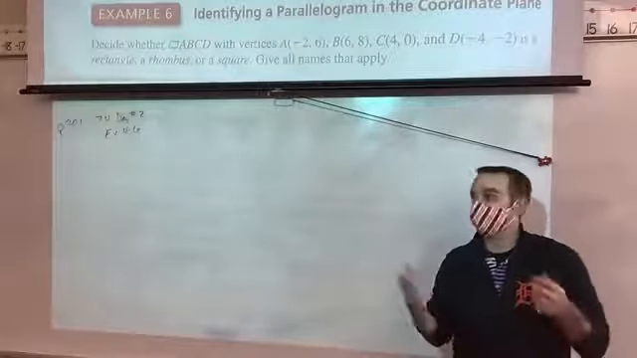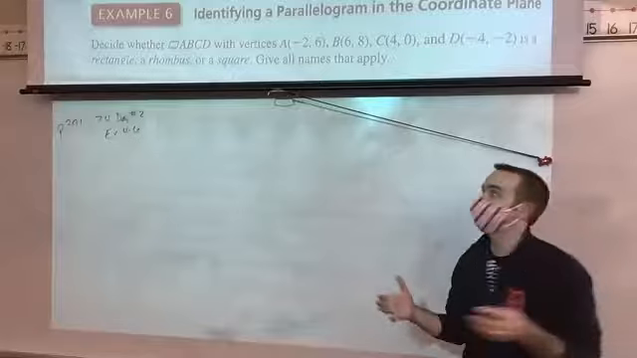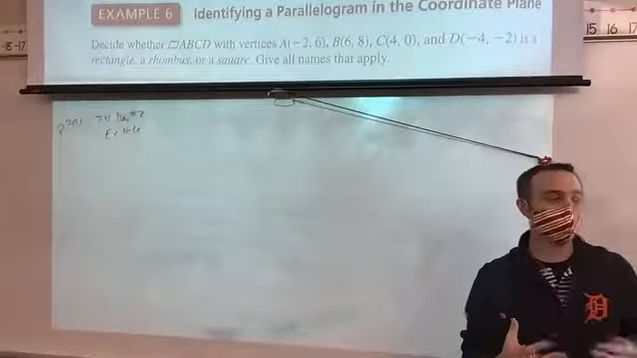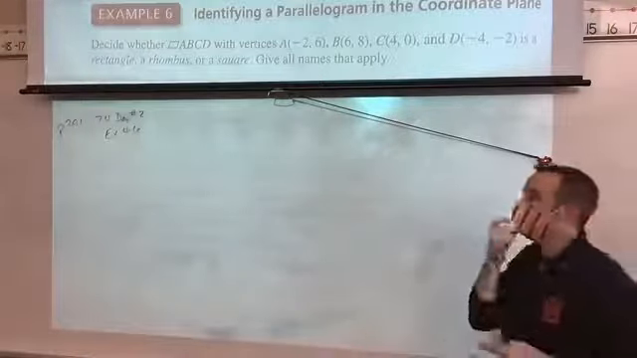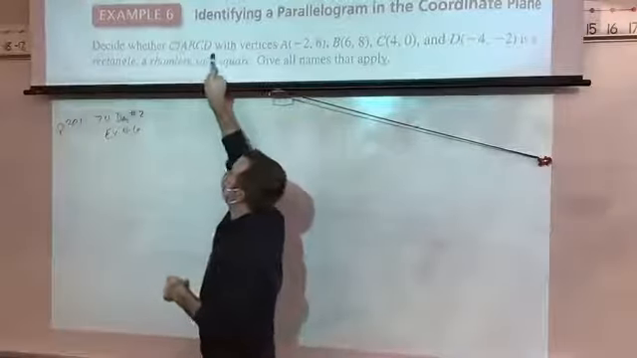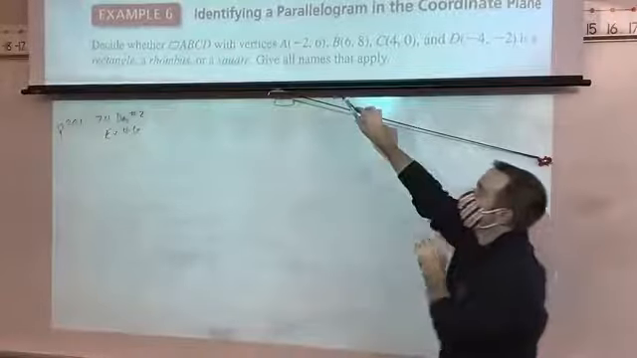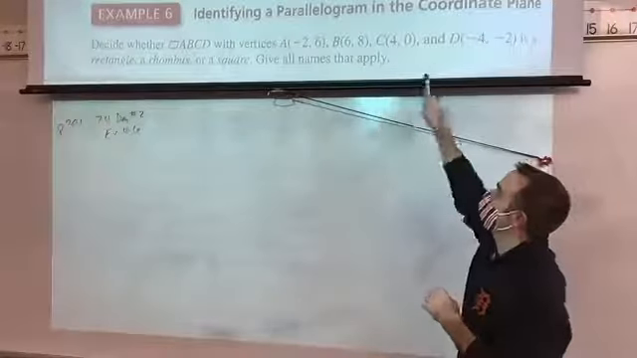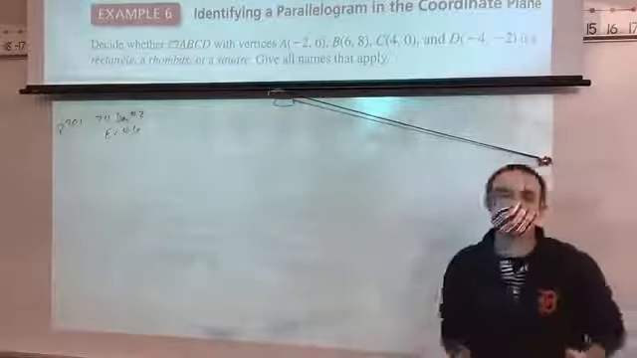Yeah, so distance formula of the diagonal, right? And we don't even have to sketch it out. We can if we want, but we don't have to because we know the diagonals are going to be AC and BD. So we can simply do distance formula from A to C and from B to D and see if they're the same.